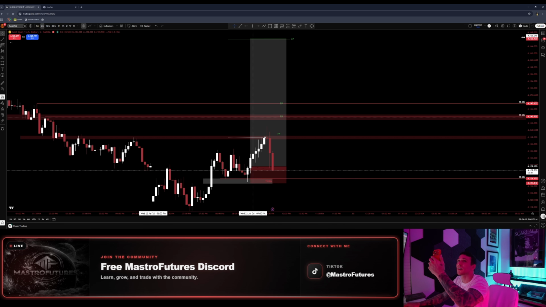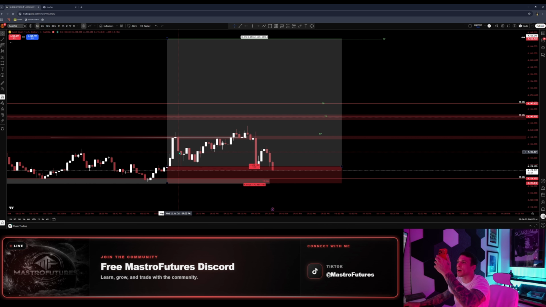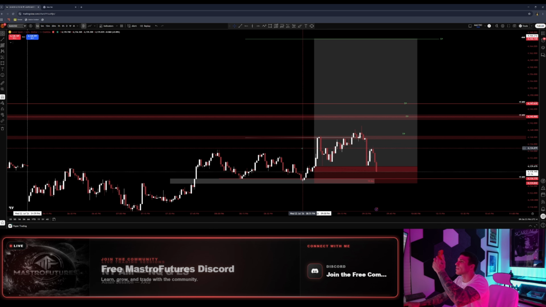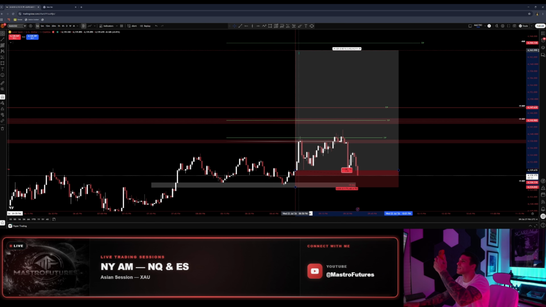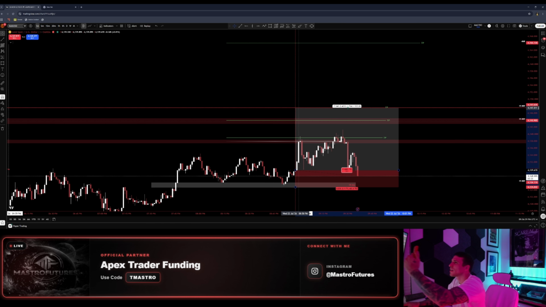Right here, scale down to the 1-minute time frame. We ended up getting our confirmation to the upside. Targeted this hourly gap. First TP, break even. Second TP, third TP. This would have been a 1 to 2 at this fair value, at this high right here. As you can see, it would have been a 1 to 3 where the stop loss is now.